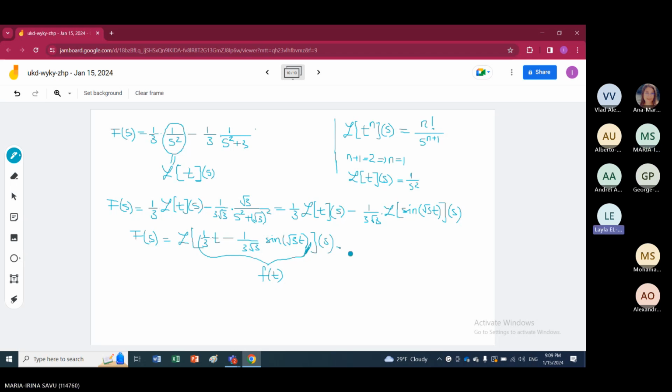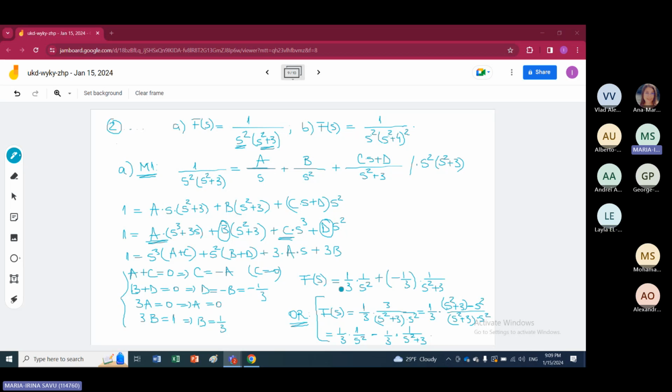Teacher, I do. How do we know which fraction, which denominators to choose at the beginning? According to what? Where? Can you be more specific, please? Yes, when here you wrote the A over s. Yes, yes, this.